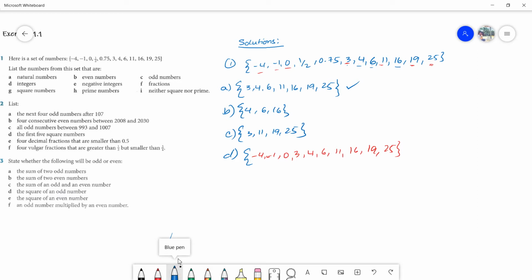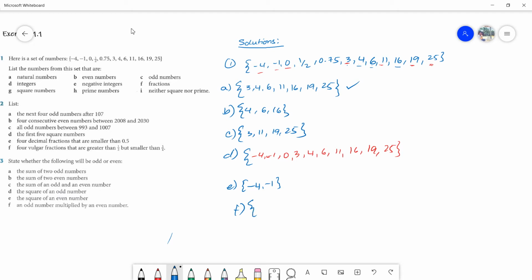Now it's question E. Sorry, I wrote that in red. E is negative integers. So they're specifically asking to just write the negative integers, which are negative 4 and negative 1. So just write it, negative 4 and negative 1. Great.